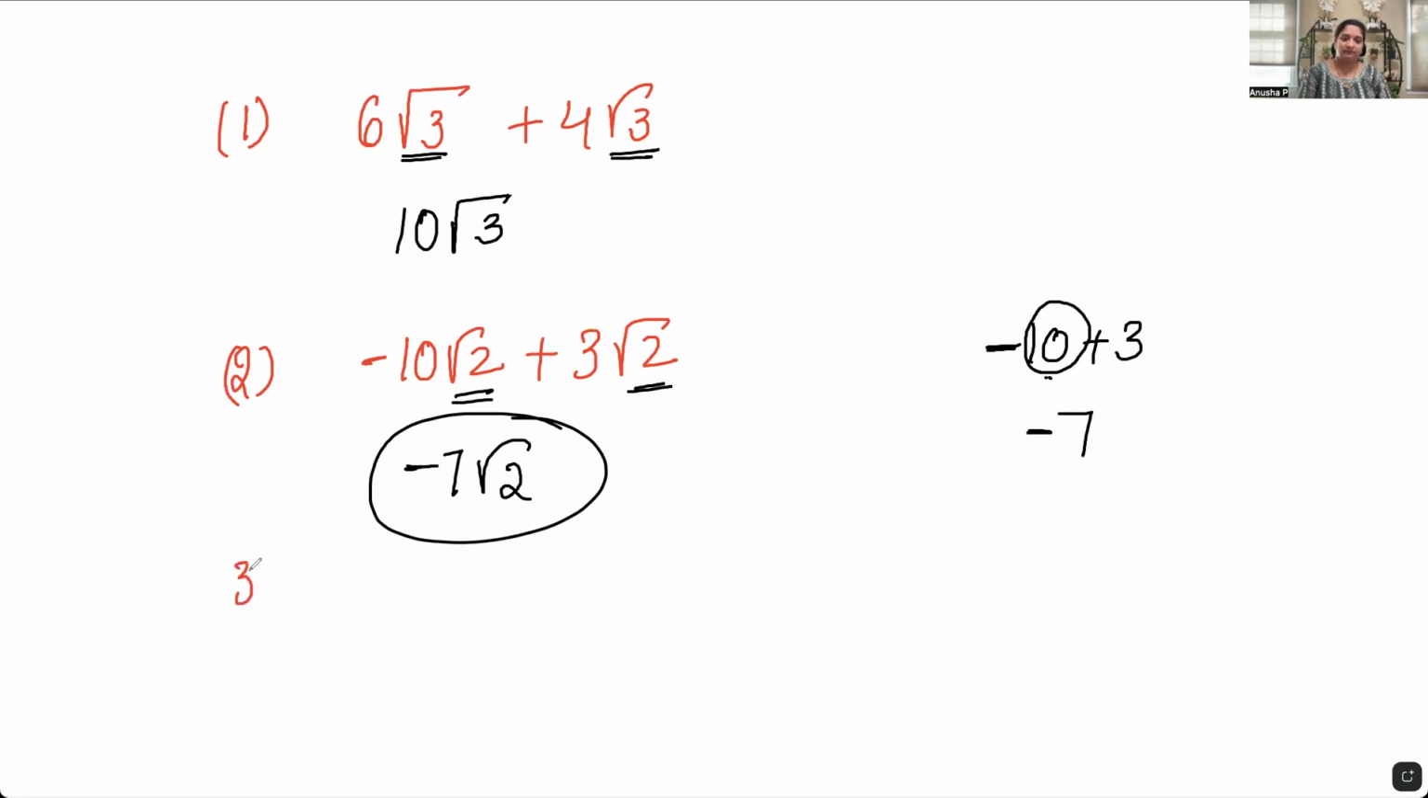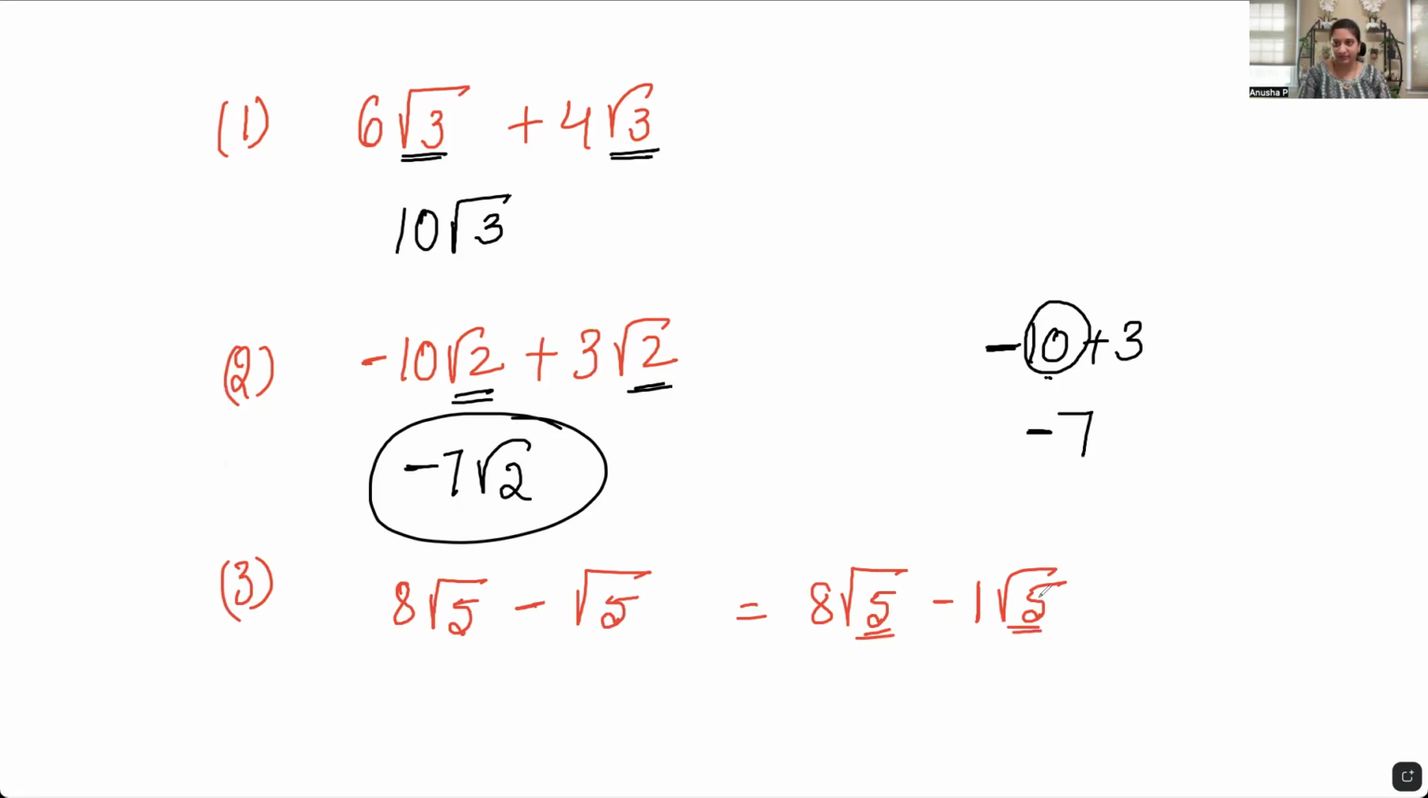Third example, 8 square root of 5 minus square root of 5. We can write this as 8 square root of 5 minus 1 square root of 5. Inside the square roots we have the same number, so you can just do subtraction. 8 minus 1 is 7 square root of 5.